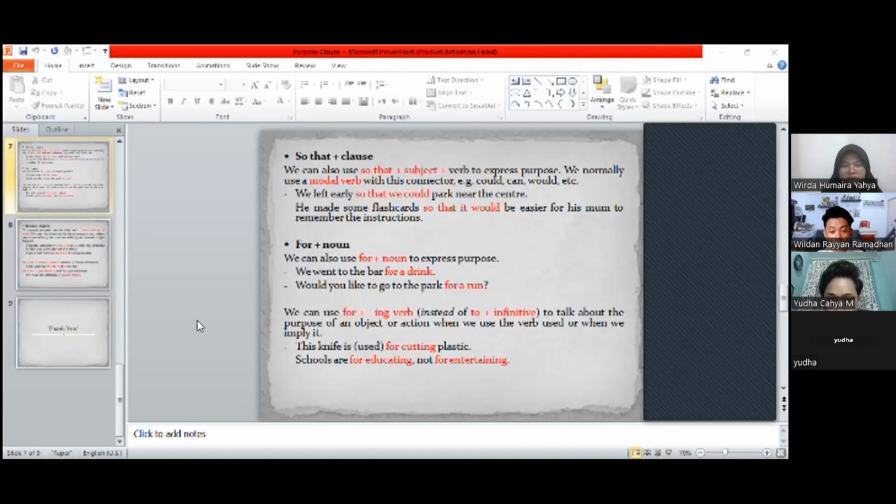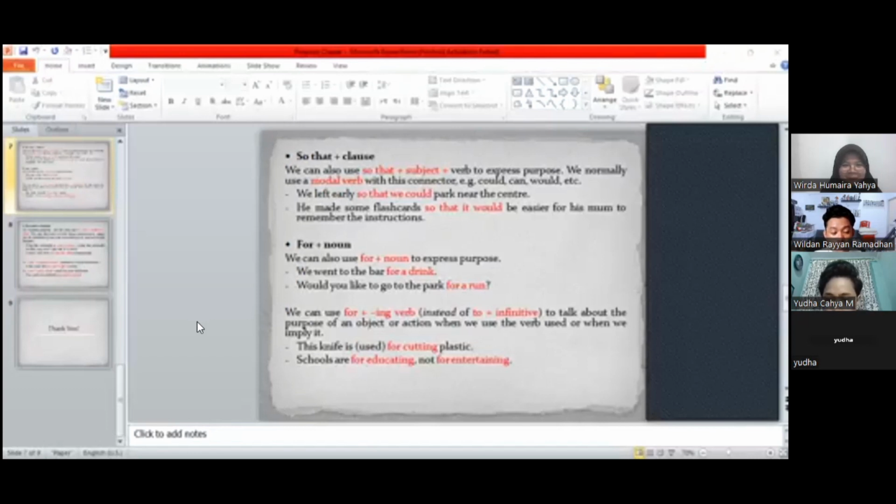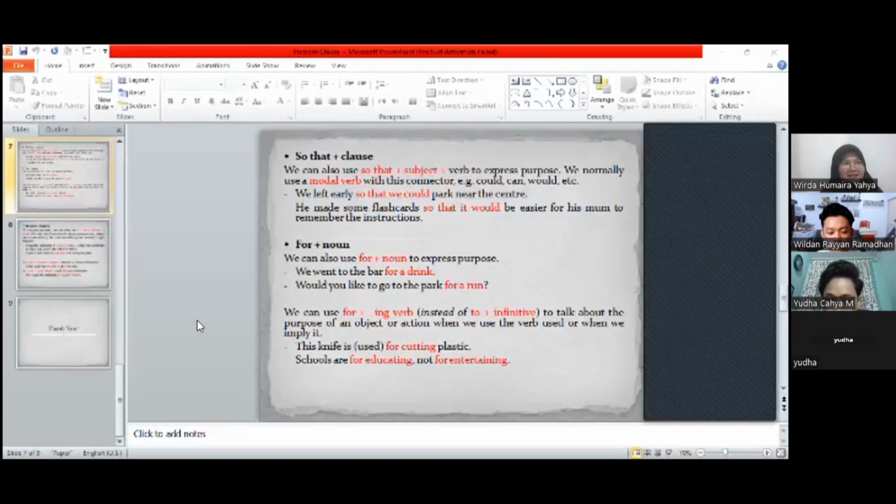And the next is for plus noun. We can also use for plus noun to express purpose. We went to the bar for a drink. Would you like to go to the park for a run? We can use for plus ing verb instead of to plus infinitive to talk about the purpose of an object or action, when we use the verb use or when we imply it. This knife is for cutting plastic. Schools are for educating, not for entertaining.